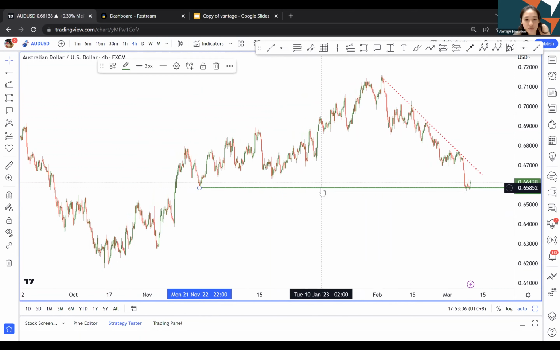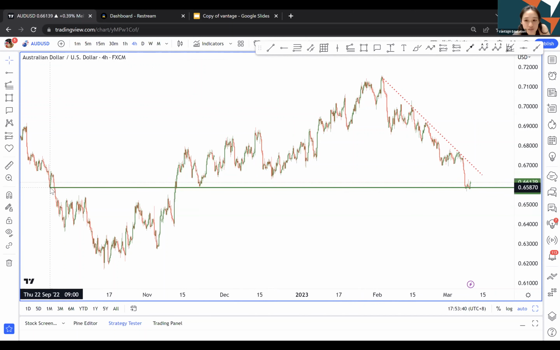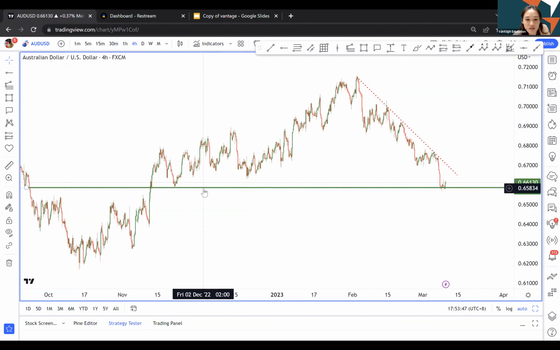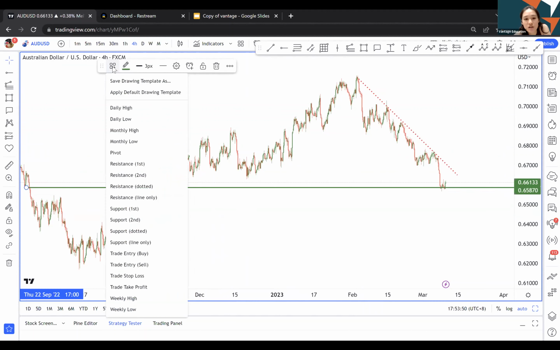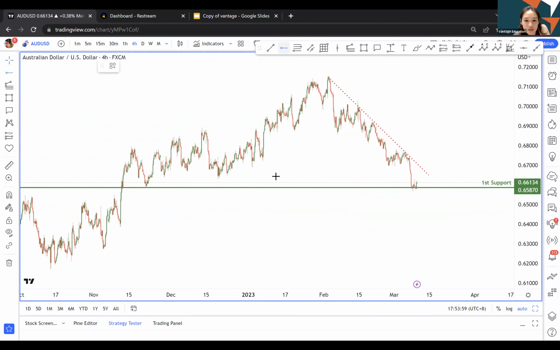So this will be my first support. And you want to pull your level of support or resistance as far back as you can without cutting the body of the candlesticks. Just so that it shows you how strong the level is, to see whether price has tested it many times before. So here's my first support.